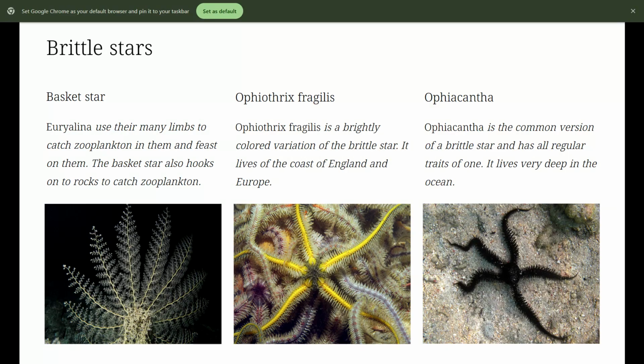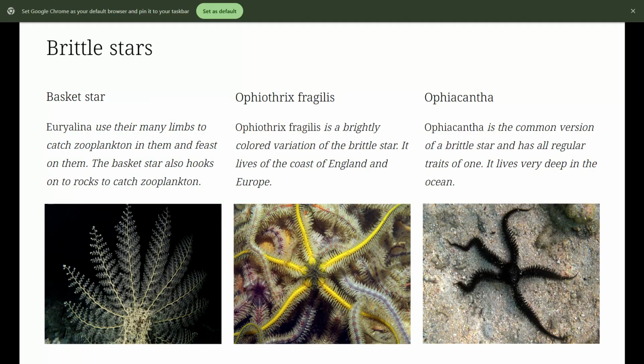So this is what a common brittle star would look like: long, spindly arms with multiple feathers, multiple hairs on their legs, and these are the ones that lived during the Ordovician period, along with the sea lilies and the feather stars. Then the next one is the Ophiacantha, similar to the Ophiothrix fragilis.